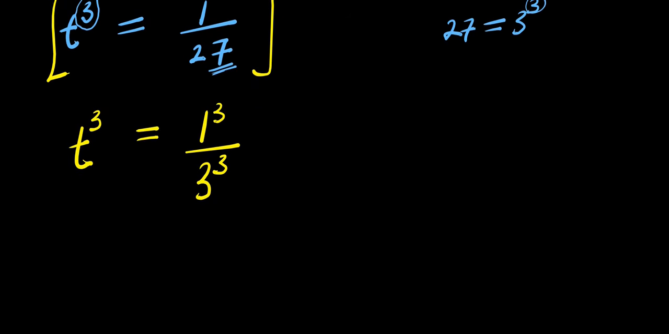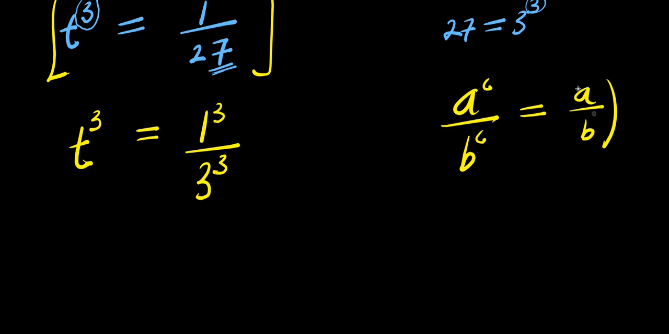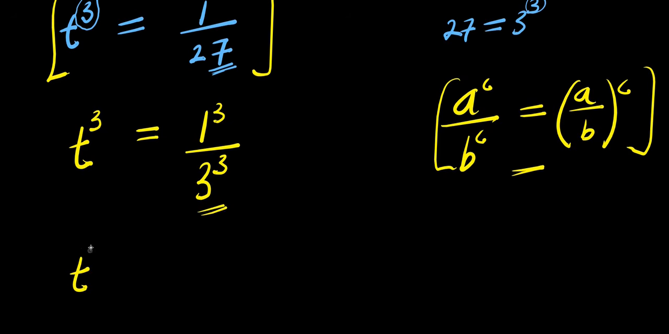Now consider this identity. If you have a to the power c divided by b to the power c, this equals a divided by b raised to the power of c. So applying this identity right here simply means we are going to have t to the power 3 equals 1 divided by 3 raised to the power of 3.